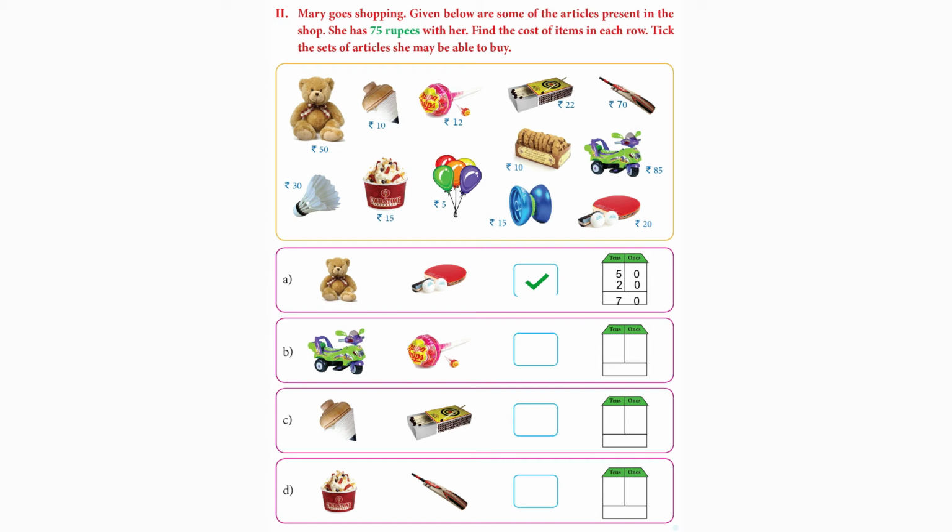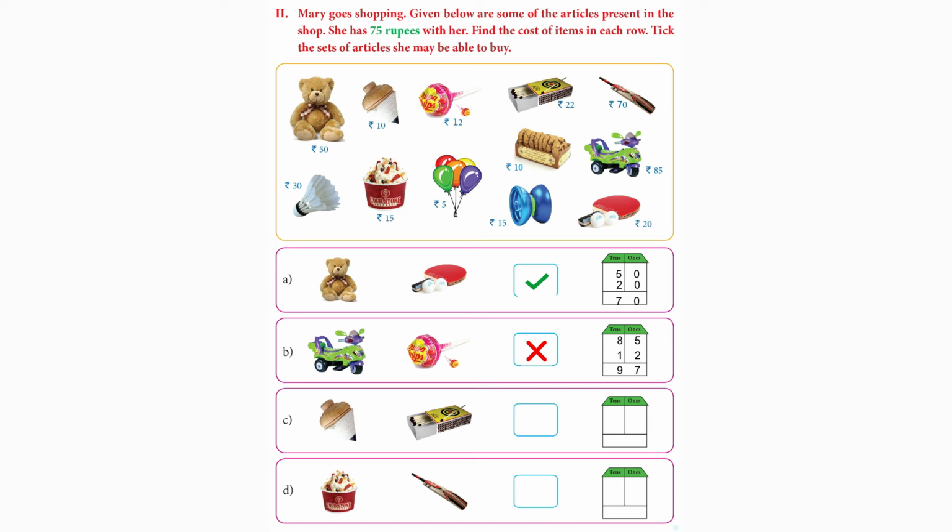And the next one. Here we have a bike and a lollipop. How much is the bike costing? 85. And the lollipop? 12. So if we write down the amounts that are given, let's add it up now. 5 plus 2 is 7. 8 plus 1 is 9. So it is 97 rupees. Can Mary buy it? No, because it is more. She has only 75 rupees and 97 is too much for her, right?